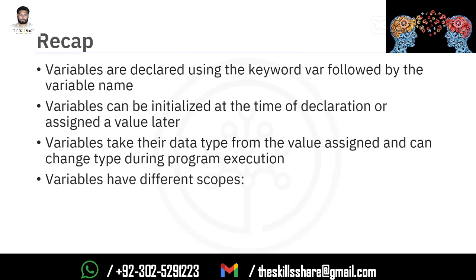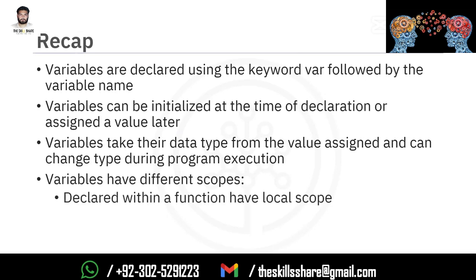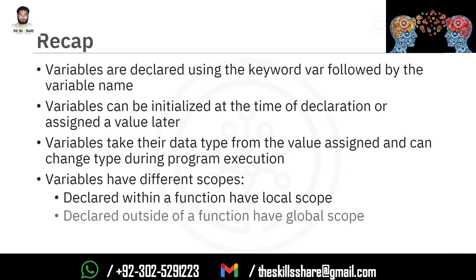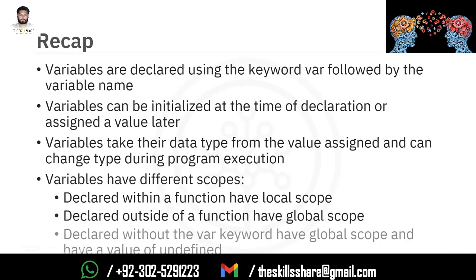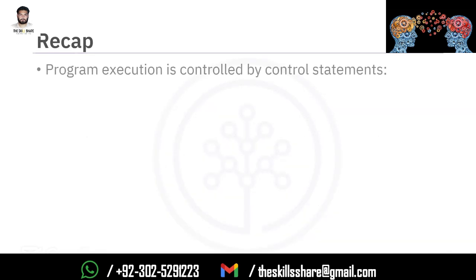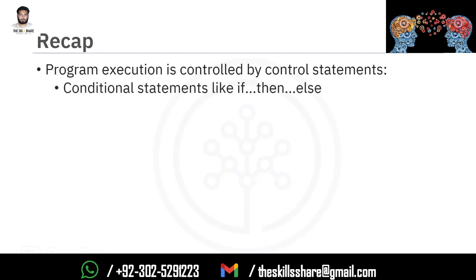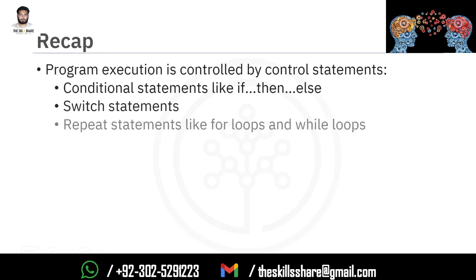Variables also have a scope. Variables declared within a function have a scope local to that function. Variables declared outside of a function have a global scope. Variables declared without the var keyword have a global scope. When executing, the flow of the program is directed by control statements, including conditional statements like if, then, else, switch statements, repeat statements like for loops and while loops.